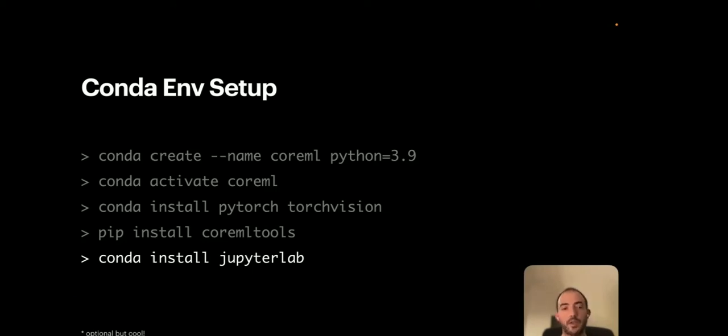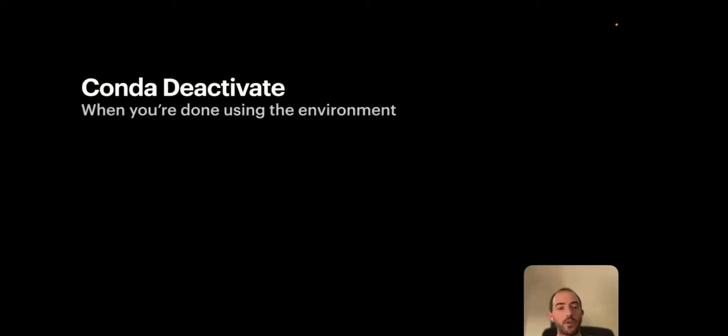Okay, when you're done using the environment, you want to deactivate conda so you don't accidentally use it on your next project. And that's done by running conda deactivate, which is easy. In that previous example, when you're in your CoreML environment and you deactivate it, you'll see it go back to base. If you run conda deactivate on base, it still stays in base because there's nothing to deactivate.